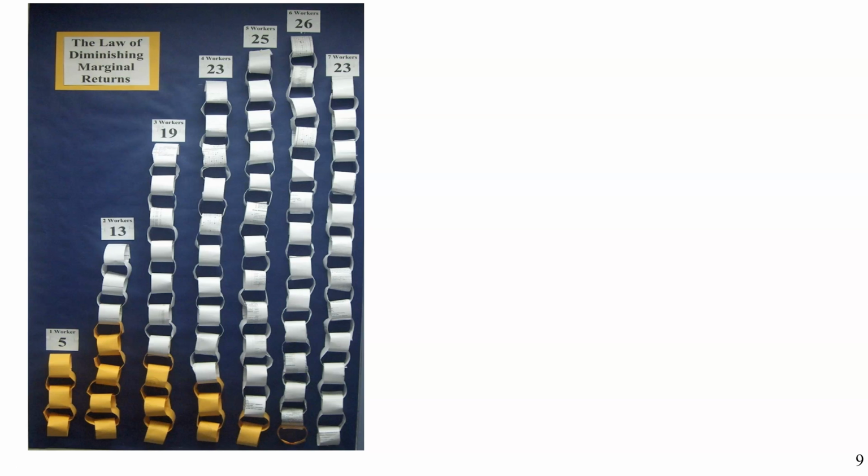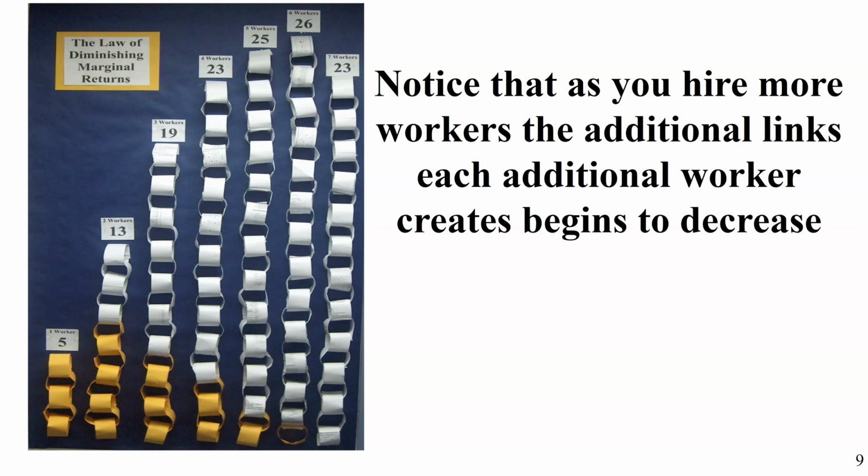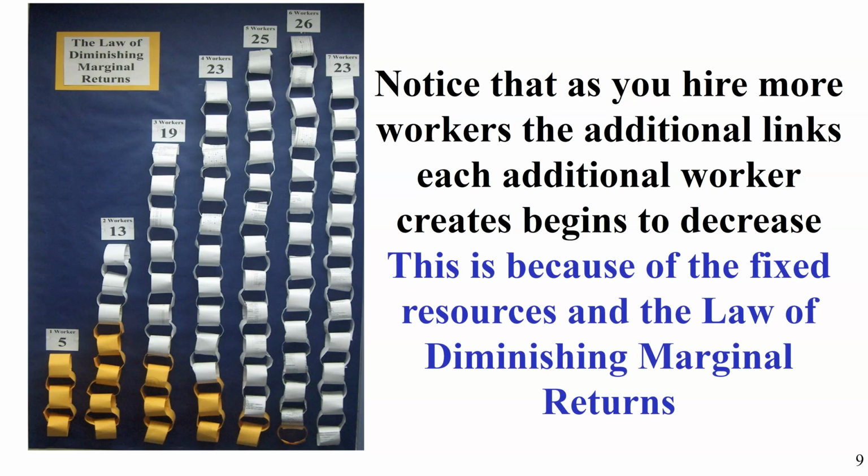So our 7th worker actually reduces the number of chain links that we're able to create by 3. So now all of a sudden, not only are we experiencing diminishing marginal returns, we also have total returns that are falling as a result of this. So just because we hire an additional worker doesn't mean we're going to add additional product. We will see that up to a certain point, but then we're going to start to experience the diminishing returns effect, and that's going to affect total product as well as marginal product in terms of what we see here.